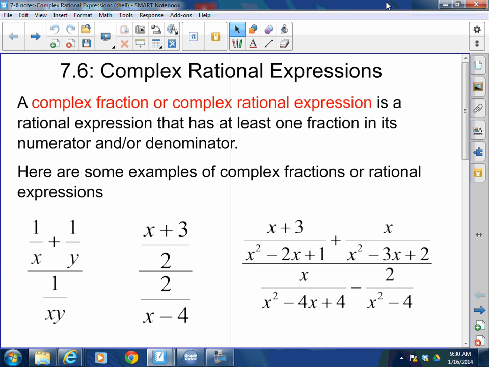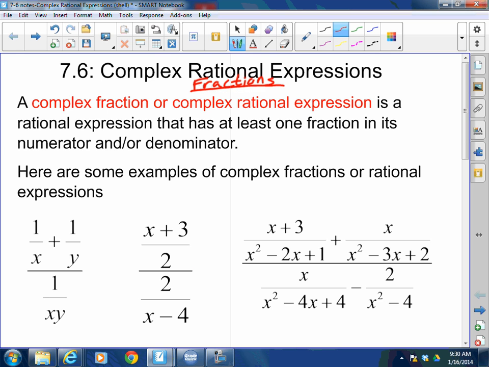We are still on rational expressions, and today we're going to talk about one of my favorites. It's a real puzzle, a real mind bender: the complex rational expressions. Sometimes they're called complex fractions, okay? But they're complex rational expressions.